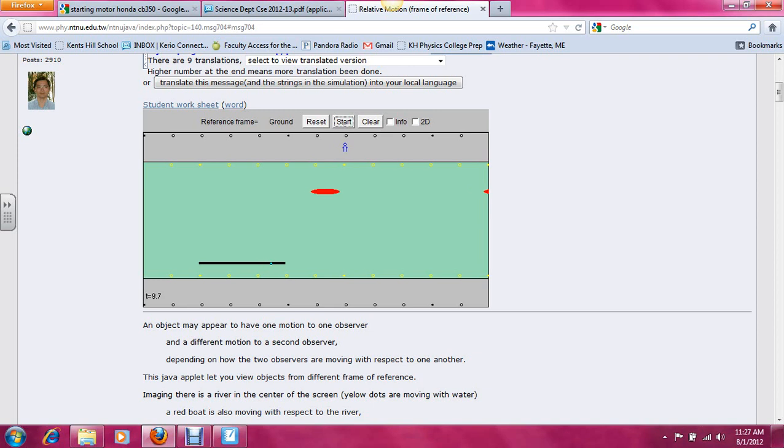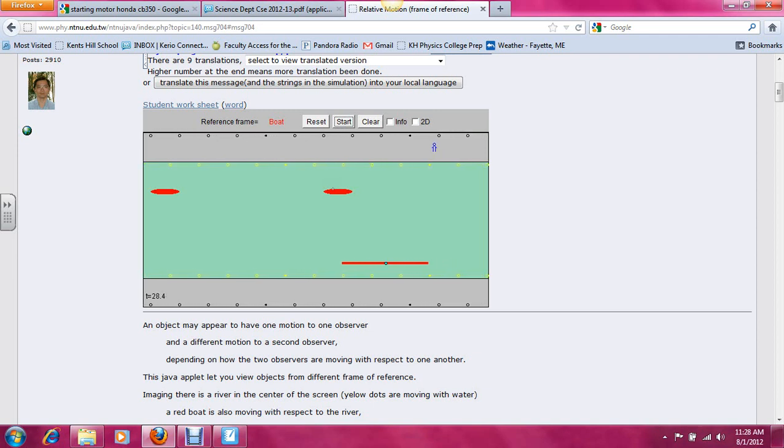But if we change our reference frame, say to the boat, now the person and the ground is moving. Before, the ground was stationary because that was our frame of reference. But now the ground is moving because we have changed our point of view from standing on the ground to standing on a boat.